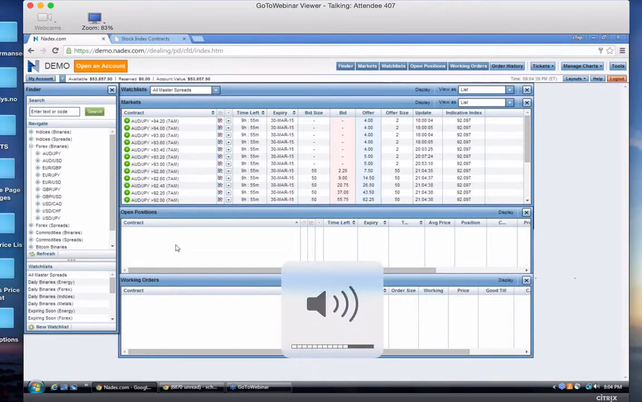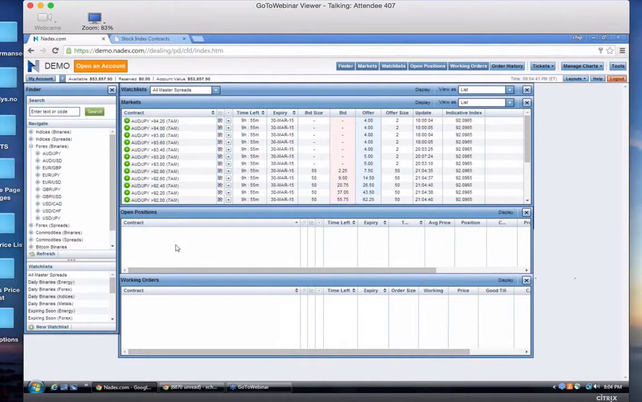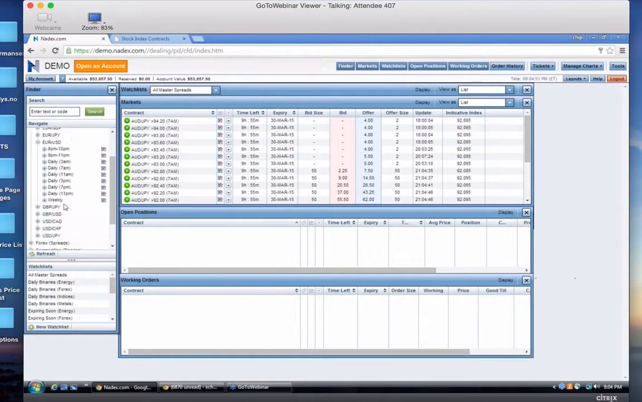So let's say we wanted to look at the Euro USD. I find it right here. I click the word, and again there's the drop down of all the durations available. Right here we have a 2-hour one, 8 p.m. to 10, 9 to 11. Then we've got the dailies, and then we've got the weeklies.